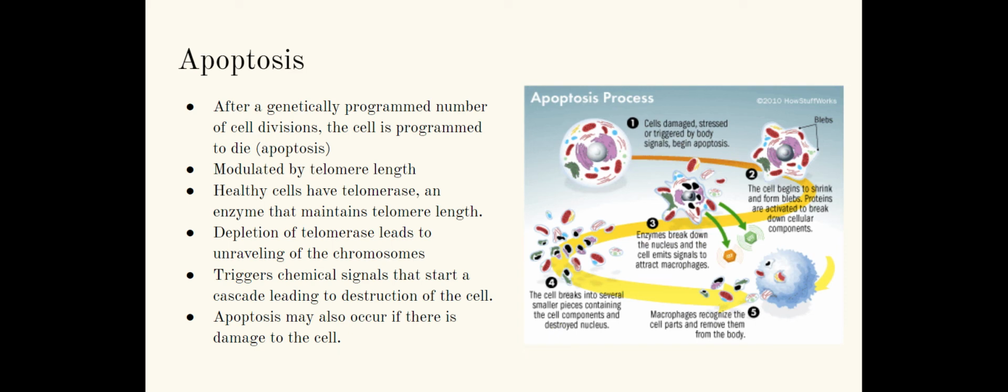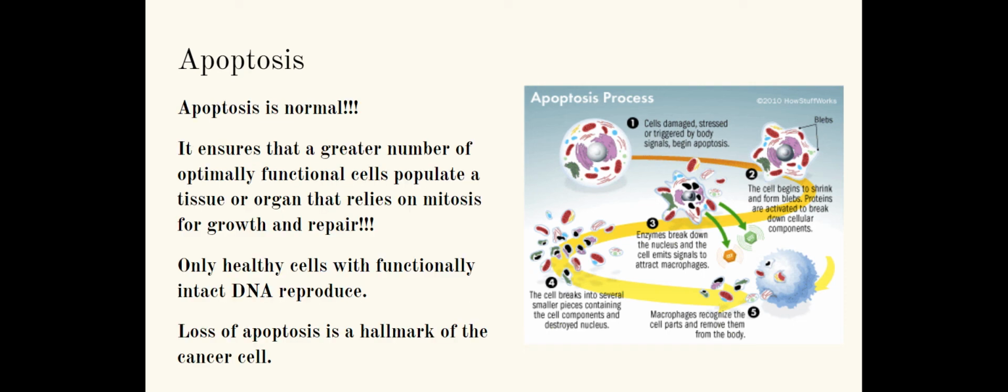need to memorize. But basically, when the cell gets old and the chromosomes are unraveling, there are these chemical signals that start a cascade. Eventually, the cell sort of breaks down. It gets smaller, it has these blebs, but eventually it breaks down and then macrophages come along and eat them. And that is a normal, healthy process. We want apoptosis. We want to replace damaged cells, older cells. It ensures that the cells that are left behind in that tissue or organ are functional, that they are doing their best.